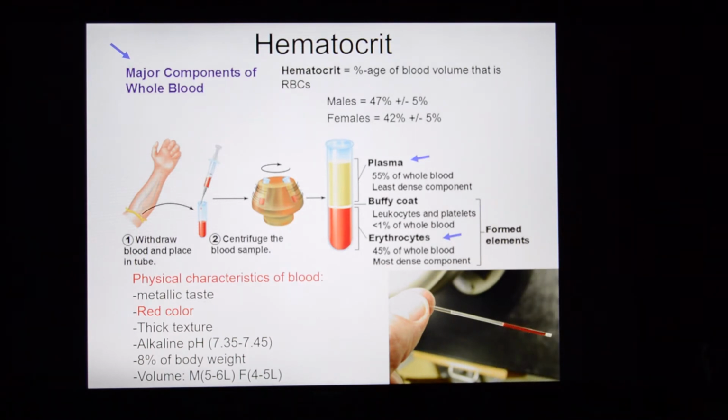All right, physical characteristics of blood. A metallic taste. You can pick up a coppery flavor, if you will. There's a lot of iron in the blood. You're picking up metallic is what it is. Always red.